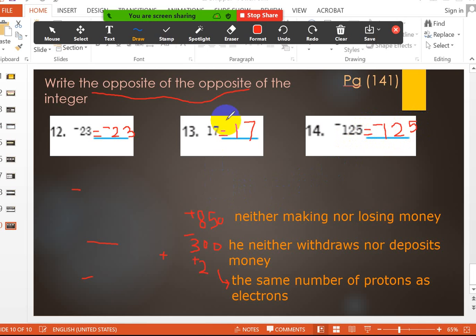So you have to make a difference between the opposite of the number and the opposite of the opposite. The opposite only one time means I have to write the number with the opposite sign. If the number is negative it will be positive. If the number is positive it will be negative. But when I'm talking about the opposite of the opposite, it will be the same number with the same sign. Okay?